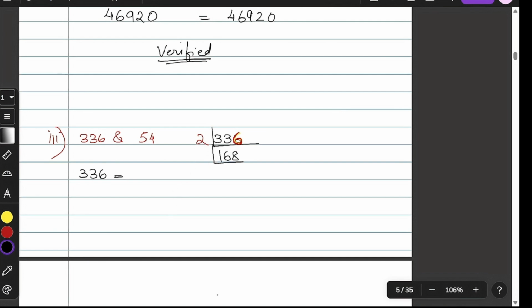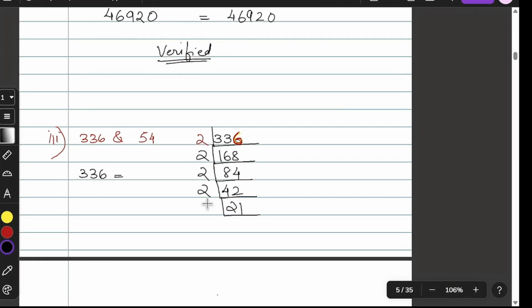Again, this 168 can be divisible by 2 again. So what I will get? I will get 8 to 16, that is 84. Again, when I am dividing it with a 2, what I will get? 42. I can again divide it using the 2. What I will get? 21.